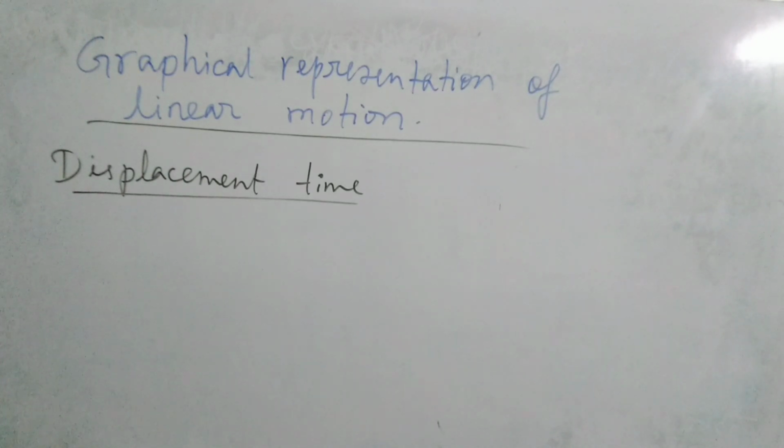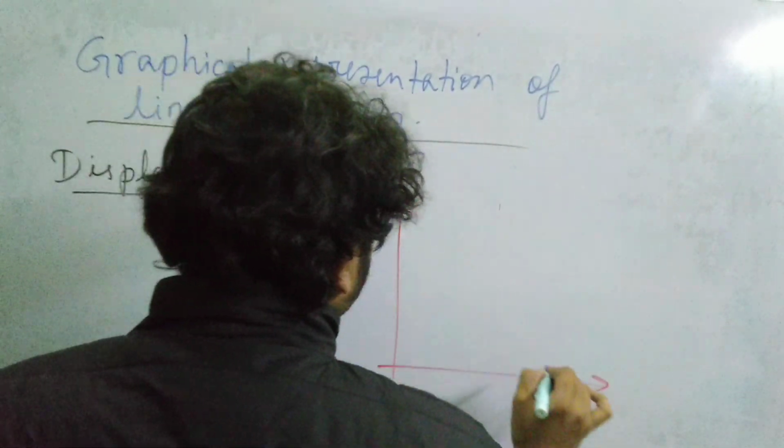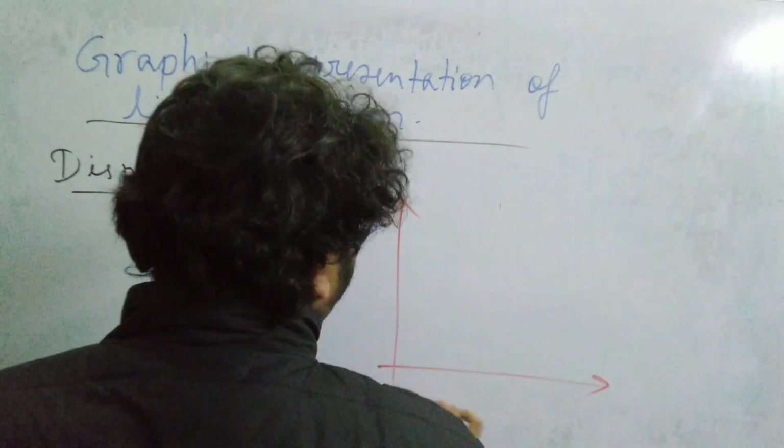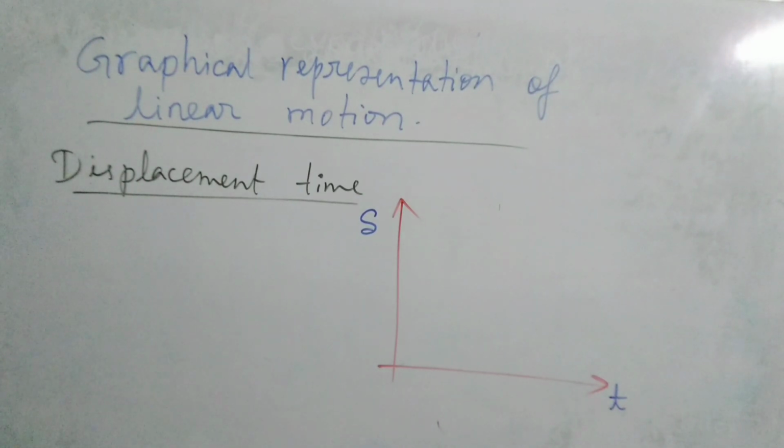When you are considering the displacement time graph, you are plotting displacement on the y-axis and time on the x-axis. Displacement is generally denoted by the letter S, and it could be in meters or centimeters. Time is denoted by the letter T, and it could be in seconds, minutes, or hours. In SI units, displacement is taken in meters and time in seconds. So this is the basic displacement time graph frame that we need to consider.